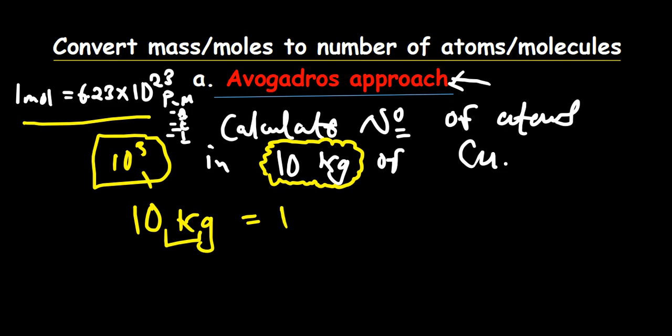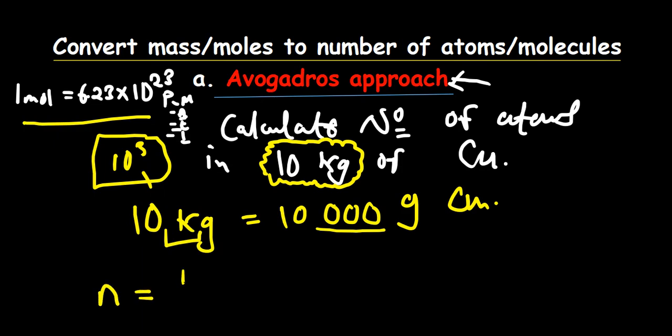So we multiply 10 by 1000. It will give us 10,000 what? Grams. So we have 10,000 grams of copper. This 10,000 grams of copper, we're now going to convert it into moles. Moles is going to be equal to 10,000 grams of this copper divided by the molar mass of copper.